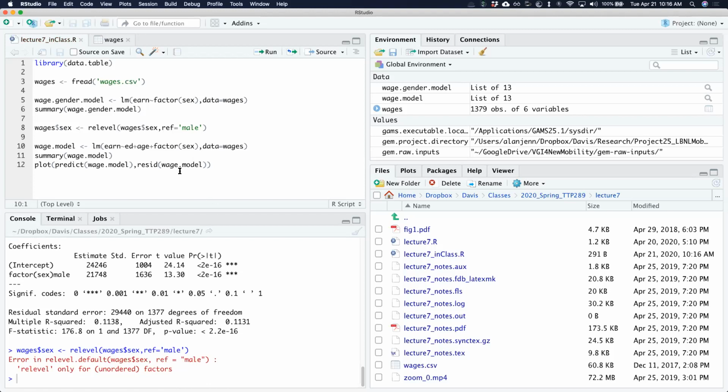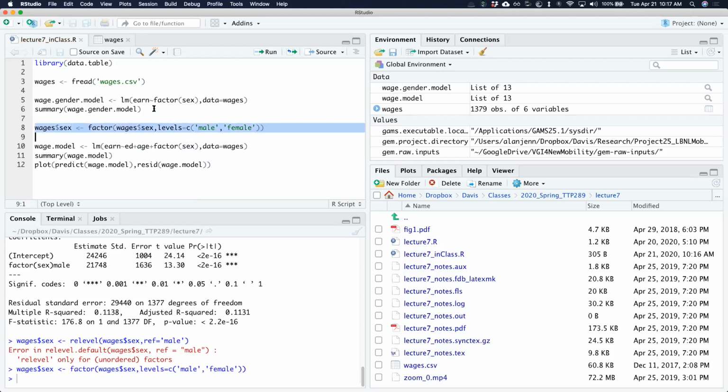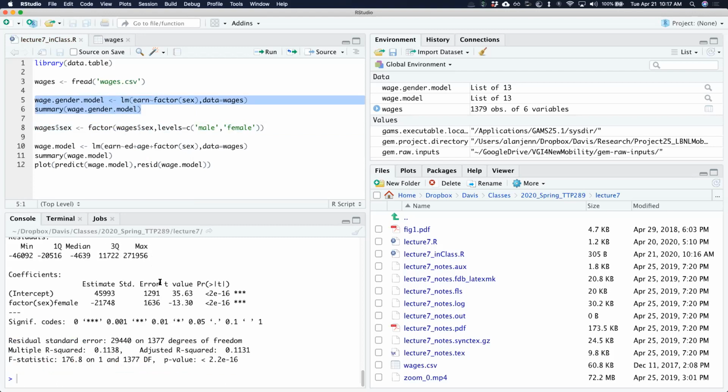let's see. This is only for unordered factors. I see. I guess there's already an order set. So if that's the case, I think a different way you can do this is like this. So factor, and it just depends on the order that you do. This is the same thing that we learned before about how to create factors. So I'm redefining the factor and I'm setting the level of the male first. And hopefully this works. I'm not 100% sure. Okay, yes, it does.